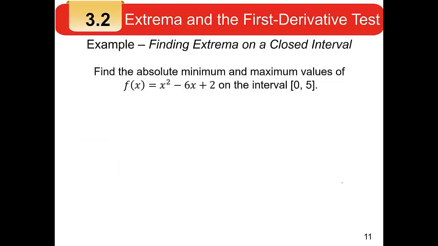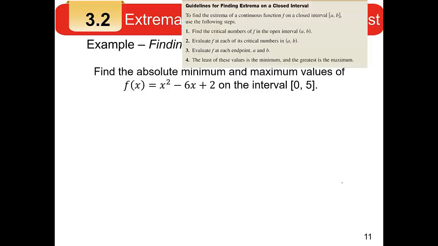For example, if I ask you to find the absolute minimum and maximum values of this function f of x equals x squared minus 6x plus 2 on the interval from 0 to 5, then the first thing you would do, of course, is to find the critical numbers, and that involves finding the derivative. So you take the derivative. That's a simple polynomial. It's going to be easy. So f prime of x is 2x minus 6. Then to find the critical numbers, you find where the derivative is equal to 0 or where the derivative is undefined. And for a polynomial function, there's never any problem with it not being defined.